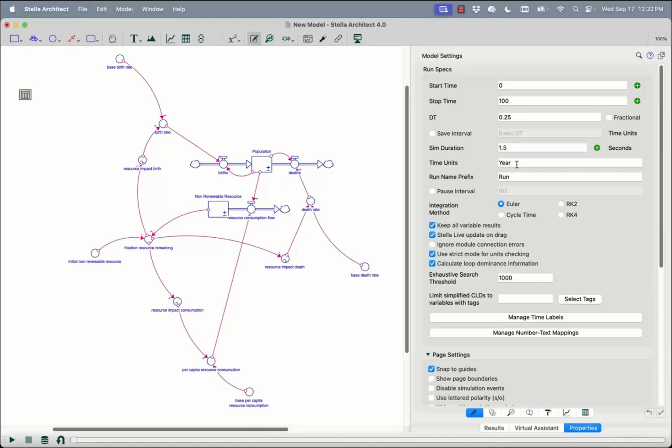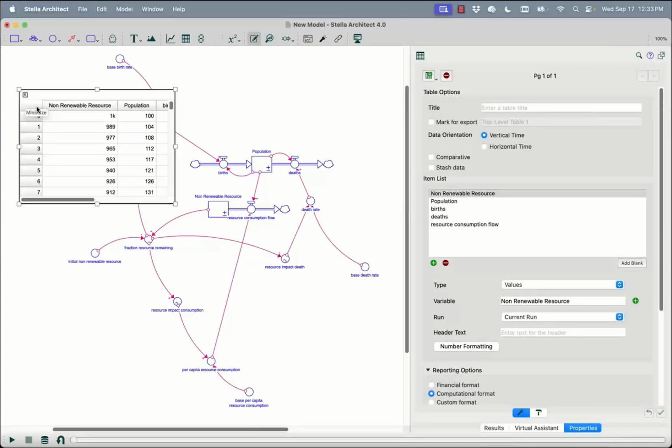So by changing the time unit, adding or removing an S, it forces Stella to revalidate all of the unit equations in the model and fix the problem. This is something that we're hoping to resolve before we release Stella Architect 4.1, which we intend to do in the coming weeks.